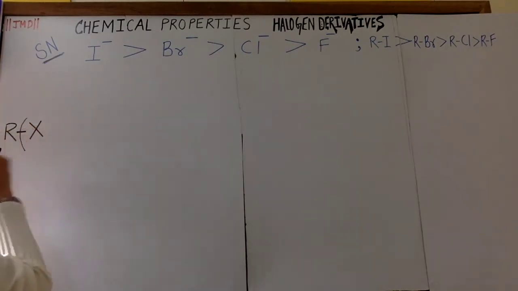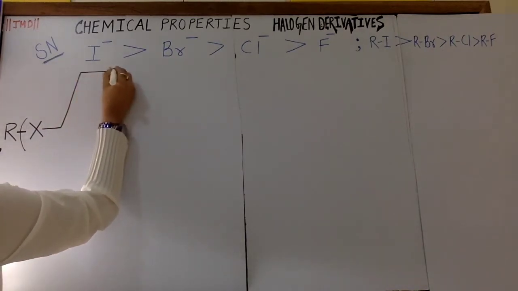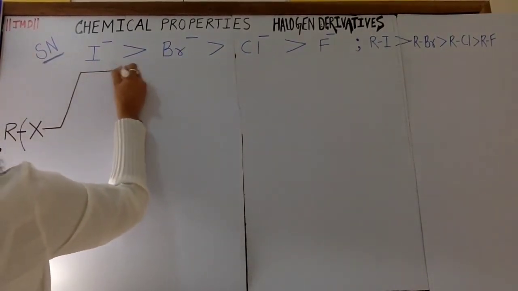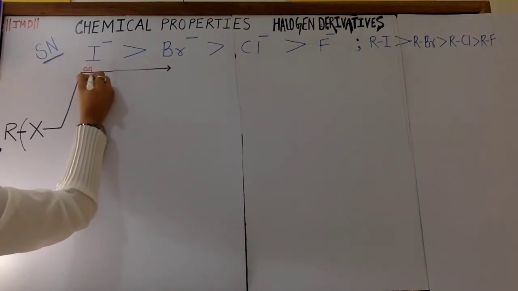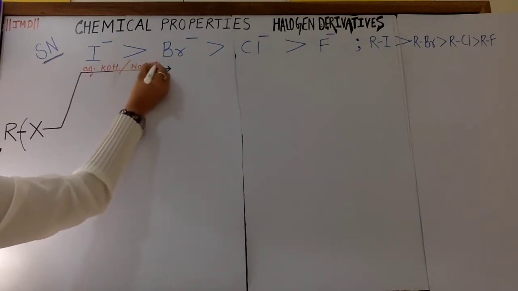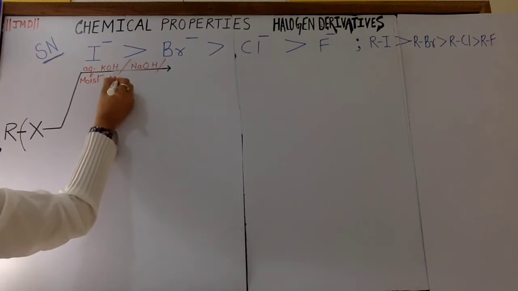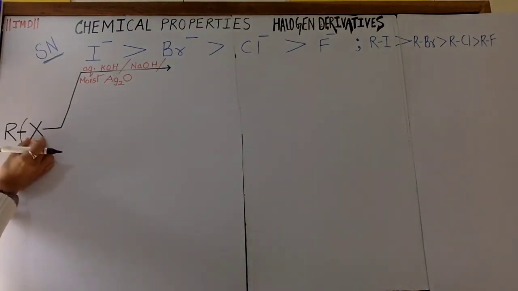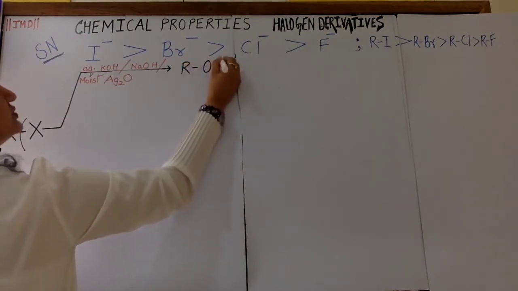Let's see, the various possibilities are: the alkyl halide can react with aqueous KOH or NaOH, or I can treat it with moist Ag2O, that is silver oxide suspended in water, as a result of which the halide ion is replaced by a hydroxide ion and the product is ROH, an alcohol.